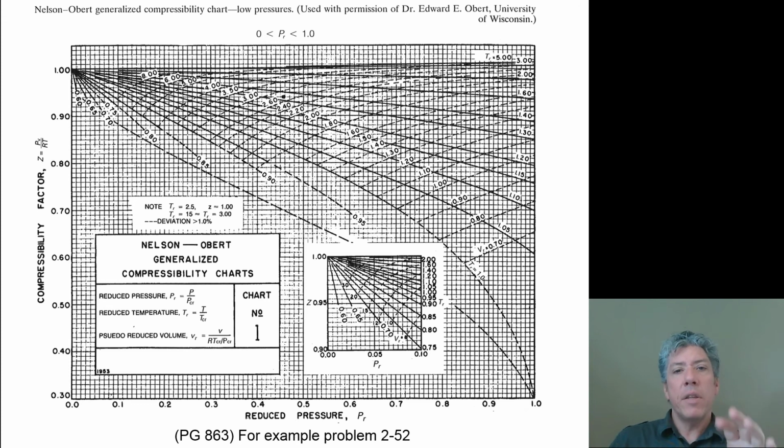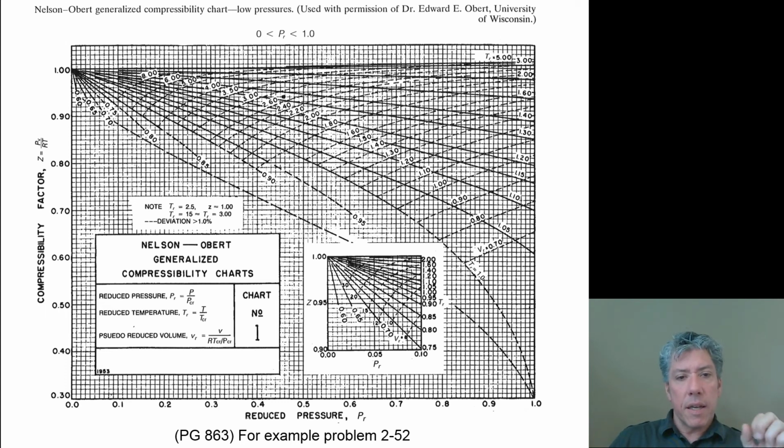Now you should find this chart in your book. It's in the appendices, and it's actually near the end, or maybe even at the end of the metric appendices. If you need to, pause the video, go find that now and put a tab there. That's another place that you desperately need a tab in your book.